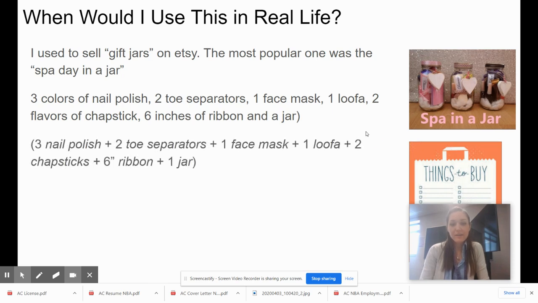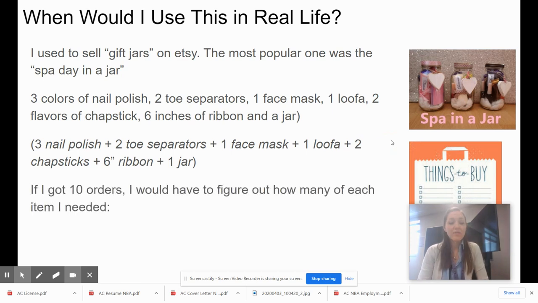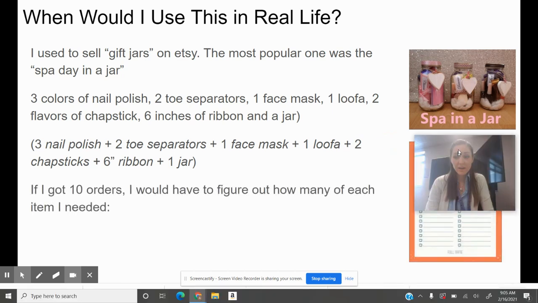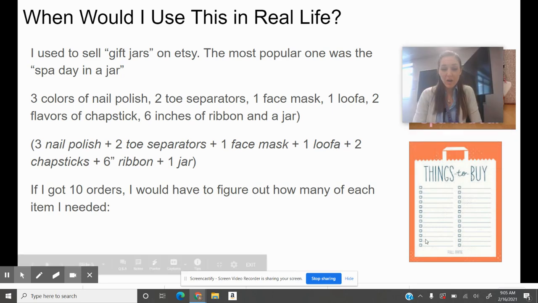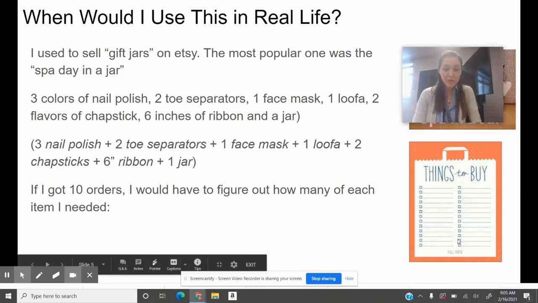So if I were to make that into an equation, it would look something like this. 3 nail polish plus 2 toe separators plus 1 face mask plus 1 loofah plus 2 chapsticks plus 6 inches of ribbon plus 1 jar. If I got 10 orders, I would have to figure out how many of each item I needed to buy in order to make 10 different spa days in a jar gifts.